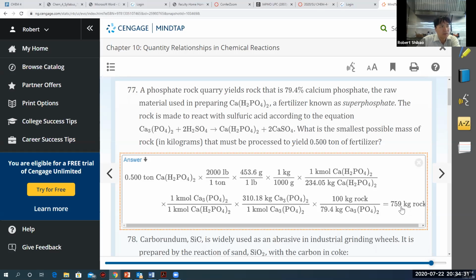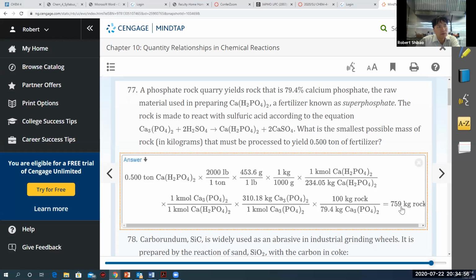This is what we use. Sometimes the book uses 454. Sometimes the book uses 453.6. We always stick to the same one. We always use 453.6 grams per pound. This is exact. The situation is in the molar masses usually, and it depends on what the source of the molar masses are. And that could lead to a small difference.